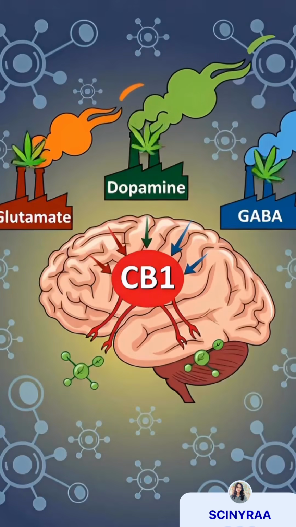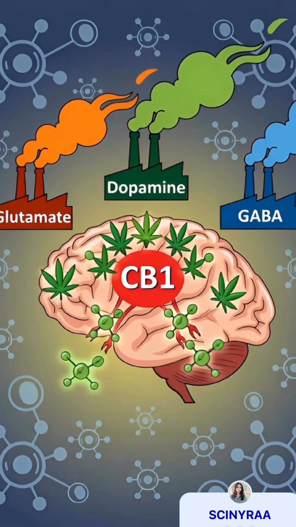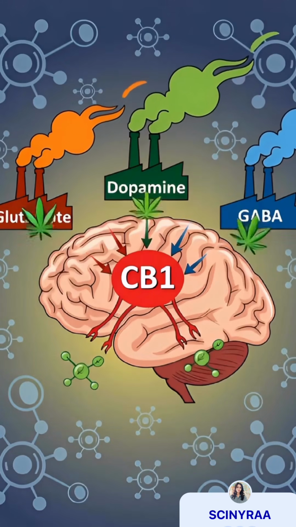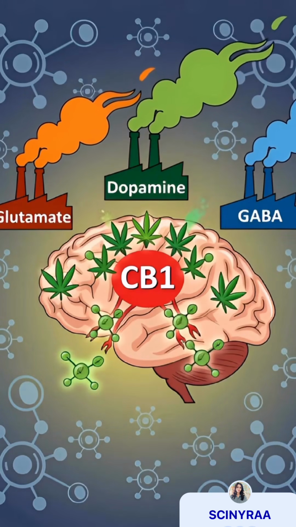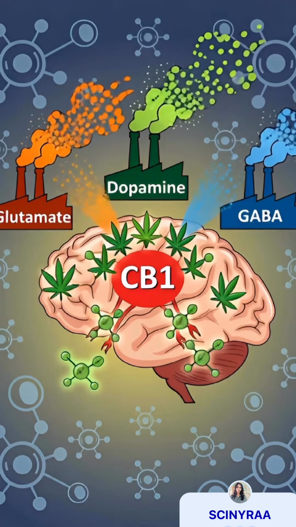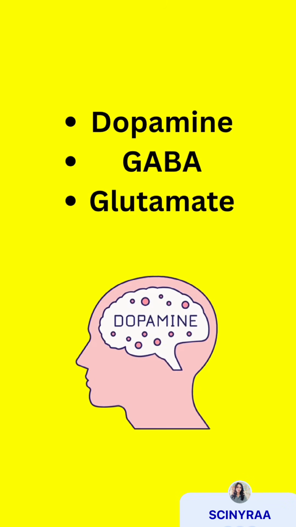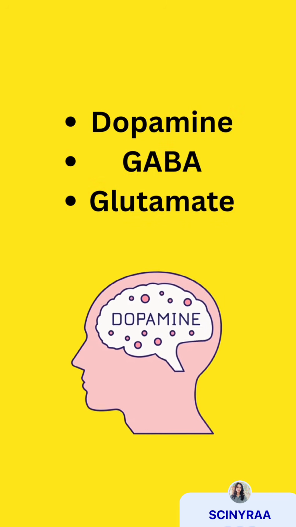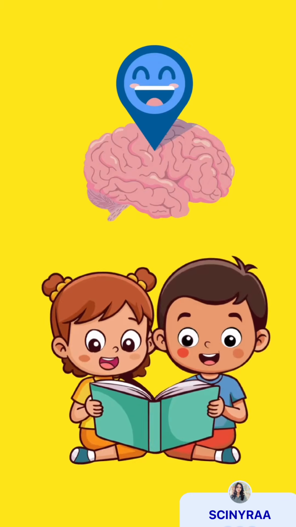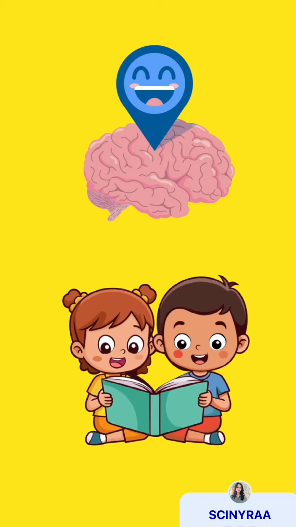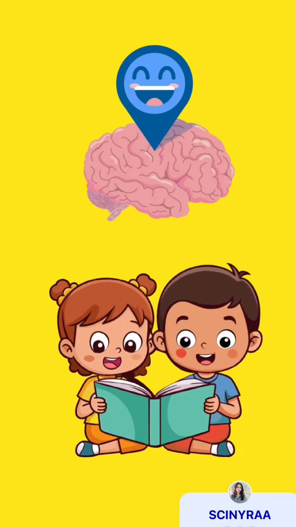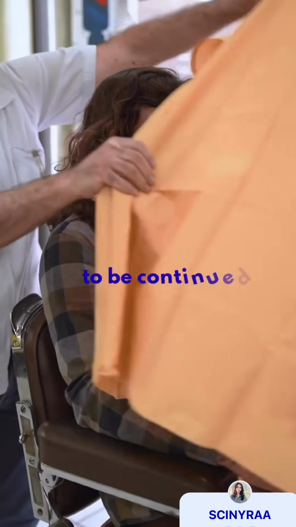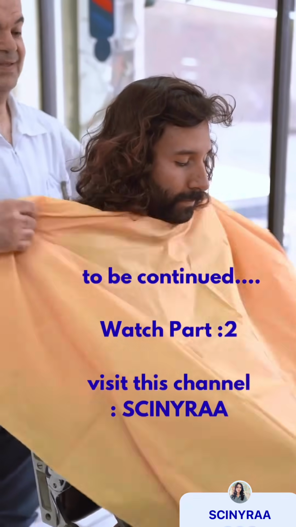As THC binds to CB1 receptors, it alters the release of important neurotransmitters, chemical messengers that allow neurons to communicate with one another. These include dopamine, GABA, and glutamate. Dopamine is involved in reward and pleasure. GABA helps control brain activity, and glutamate plays a major role in learning and memory. As a result, communication between neurons becomes altered, and that's why users may feel relaxed, euphoric, experience altered perception of time, react more slowly, or have difficulty concentrating.